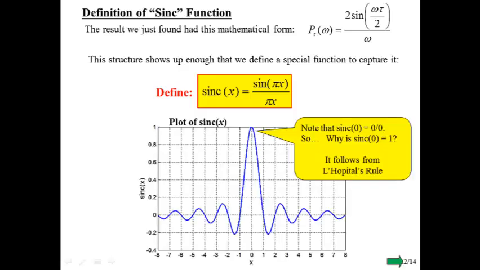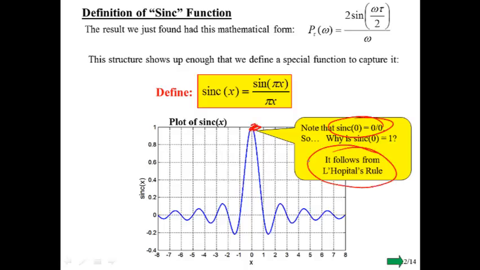So if we just look at this sinc of x, we'll see that it has this kind of behavior, and the way that it's set up is it goes to 1 when x is equal to 0. Now at first you might think, whoa, wait a minute, I let x be 0, I've got sine of 0 is 0, pi x at 0 is 0, so I've got a 0 over 0. Why do I go to 1?